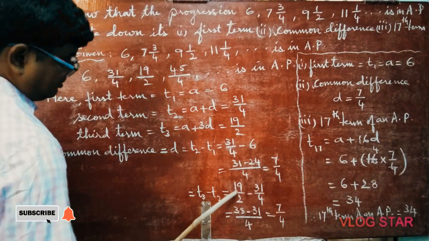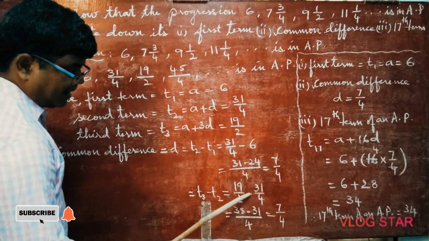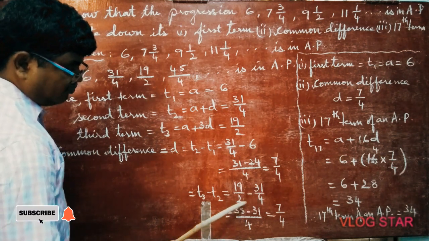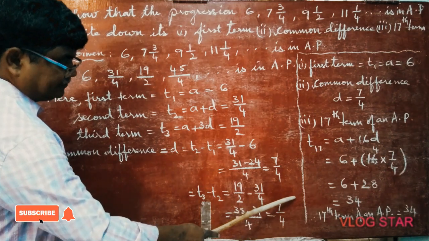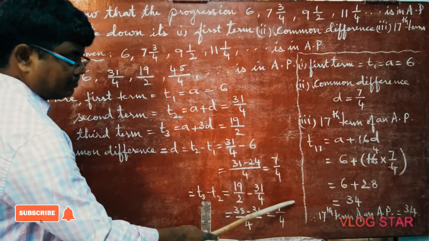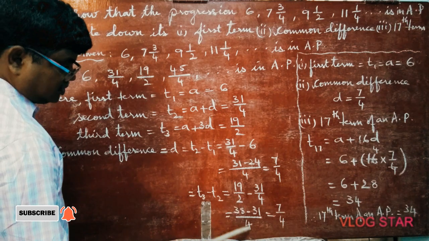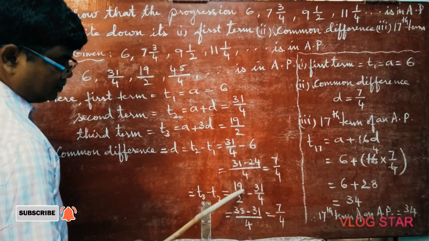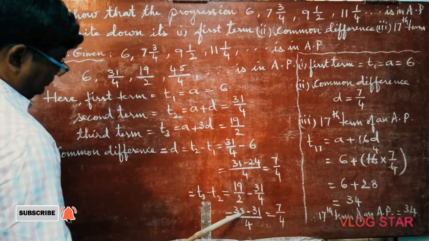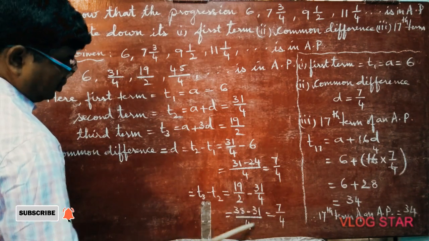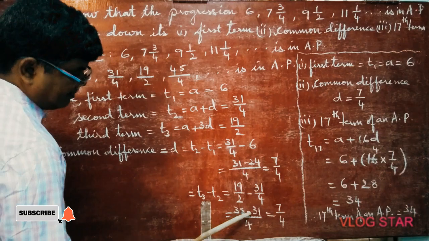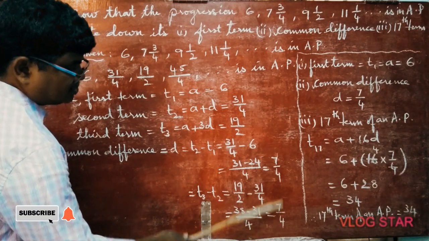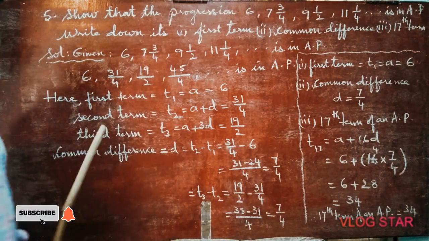T3 minus T2 is equal to 19 by 2 minus 31 by 4. For 2 and 4, the LCM is 4. You have to find the LCM; it is part and parcel of the problem. 2 goes in 4 2 times. 19 2s are 38. Minus, 4 goes in 4 1 time, 1 31 is 31. 38 minus 31 is 7 by 4. So the common difference is the same.